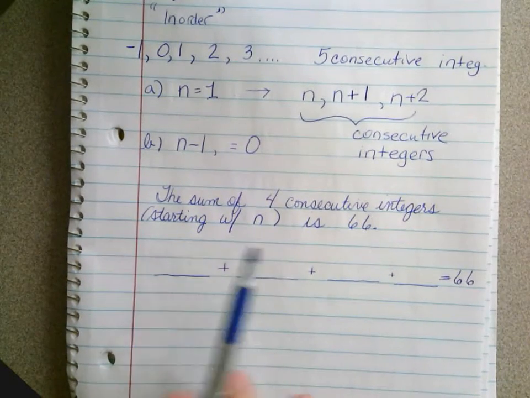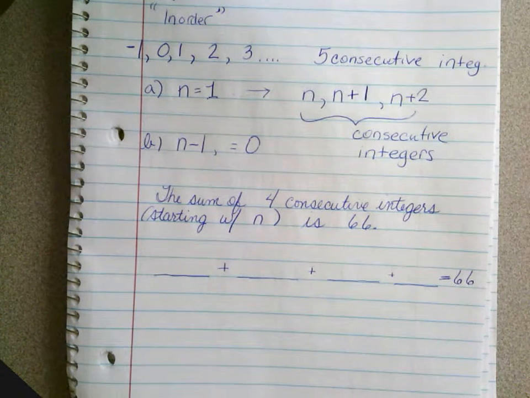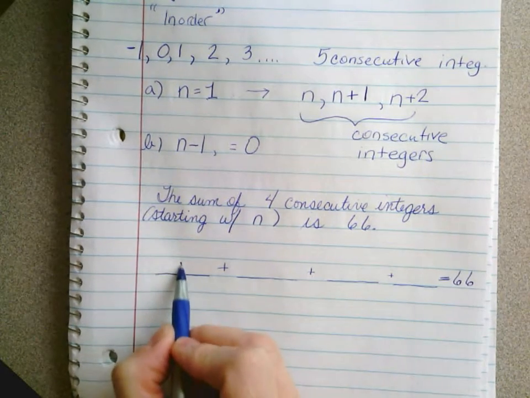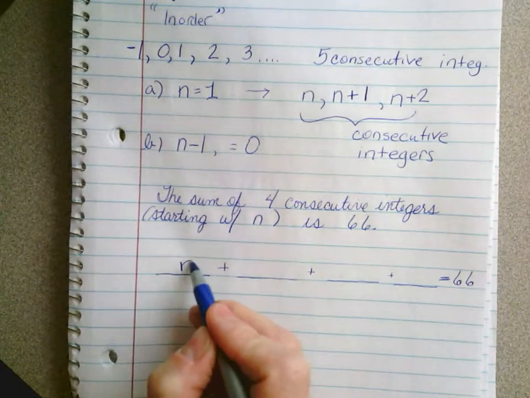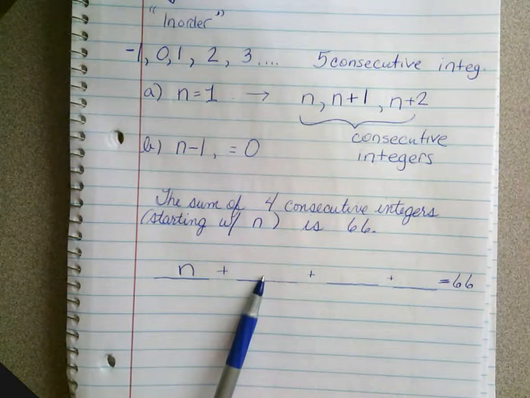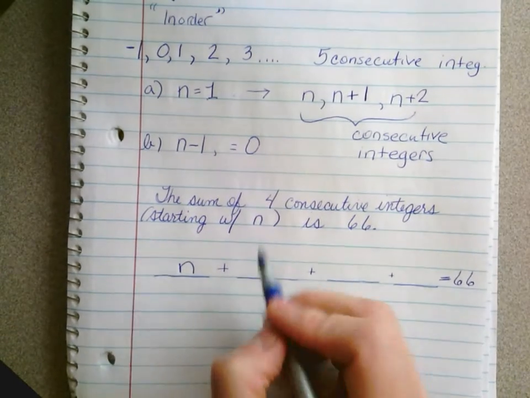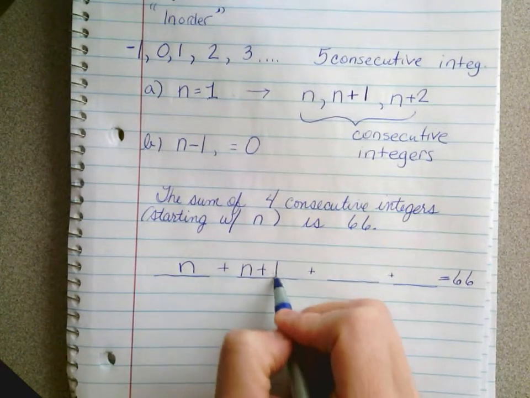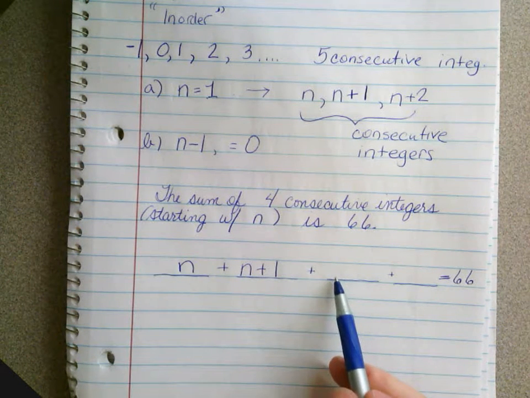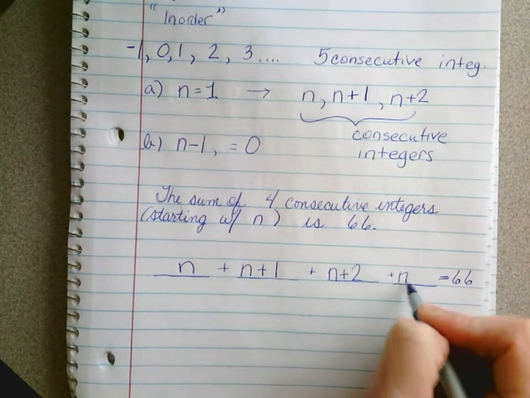So if they're in a row, they're consecutive. So you add 1, then you add 2, then you add 3 to get to the next one. What will the first one be? Since it says start with n, the first one is going to be what? N. Good. And if we have to add 1 to get to the next one, what will the next one be? N plus 1. Good. And what will the next one be? N plus 2. And the last one?